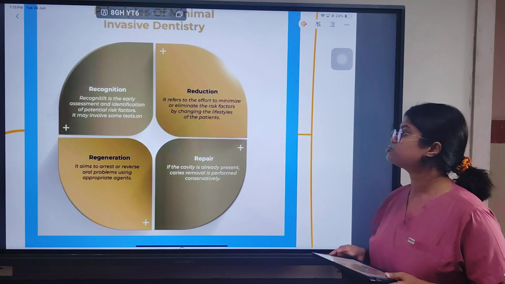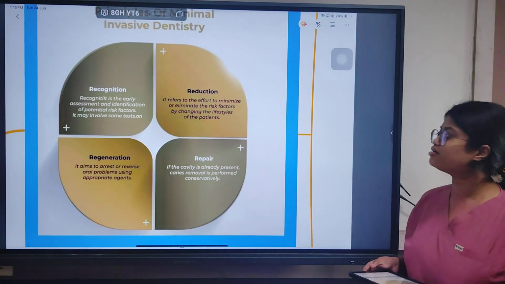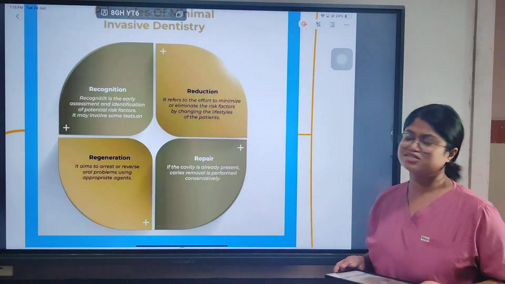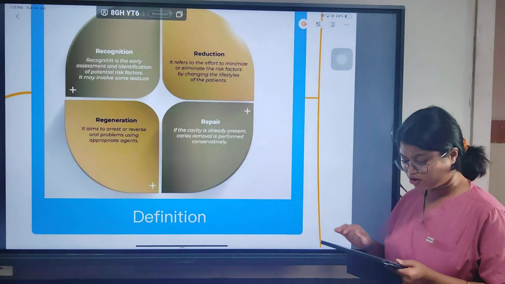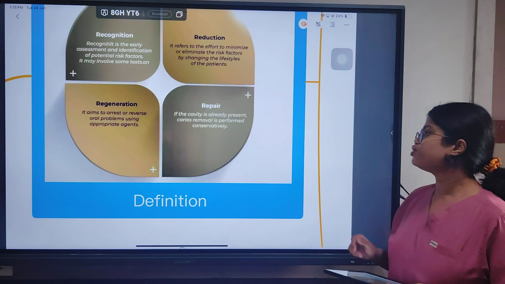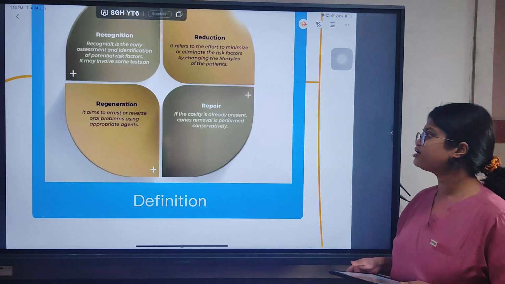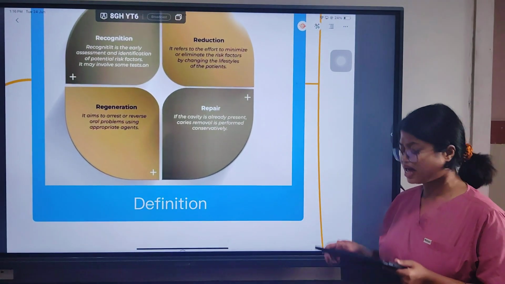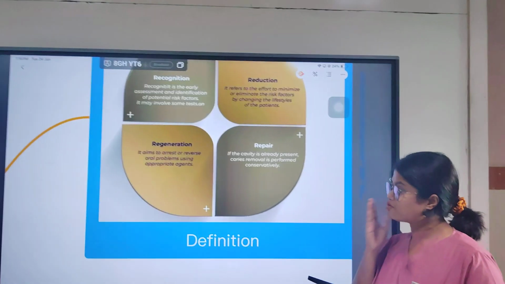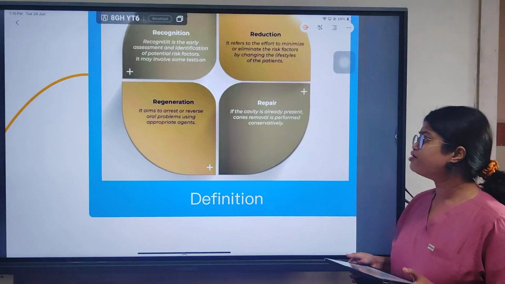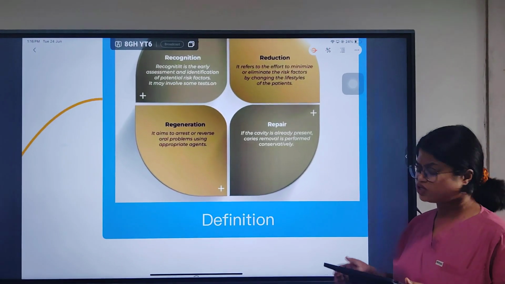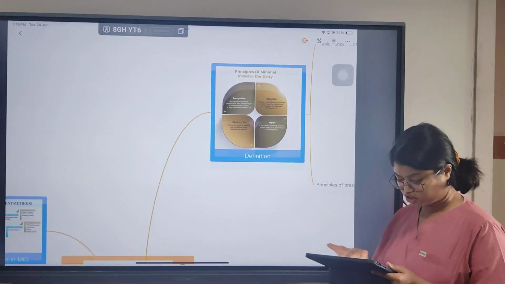Reduction refers to the effort to minimize or eliminate the risk factors involved by changing the lifestyle of the patients and modifications. Repair: if a cavity is already present, caries removal is performed accordingly and conservatively. And regeneration aims to arrest or reverse the oral problems by using appropriate biomaterial reagents.